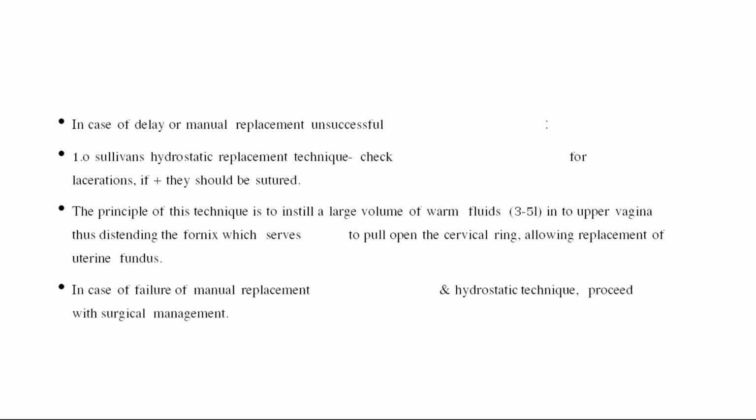If it is not possible, what are the methods we can do? O'Sullivan's hydrostatic replacement technique is number one. What we will do here is a large volume of warm fluid, 3 to 5 liters, will be instilled into the upper vagina so that it will distend the fornix and it will be easy for the replacement of the uterine fundus. That is number one.